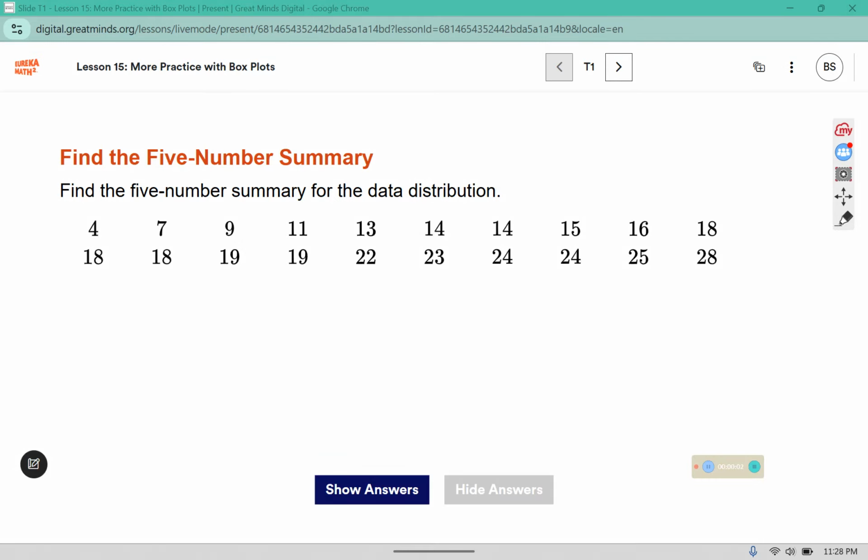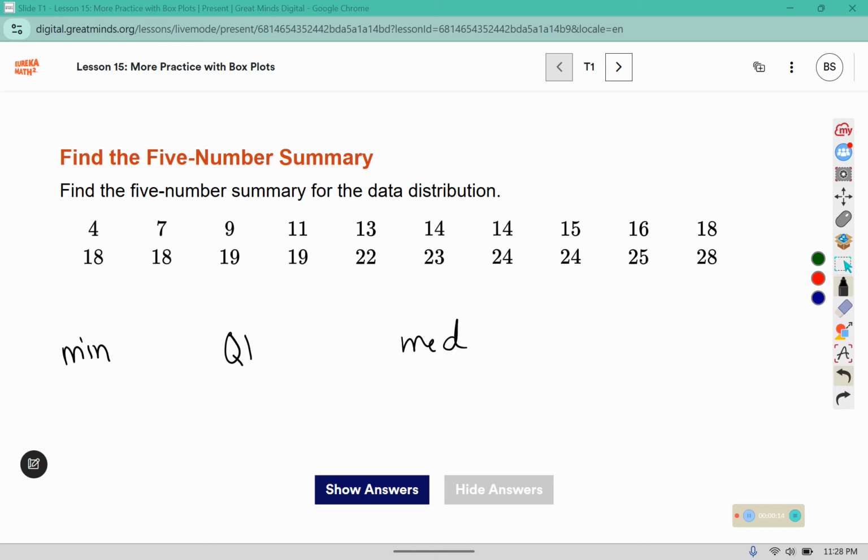Find the 5-number summary for the data distribution. The 5 numbers that make up the 5-number summary are the minimum, Q1, the median, Q3, and the maximum. Remember, the minimum and maximum are the lowest number and the highest number in the list.